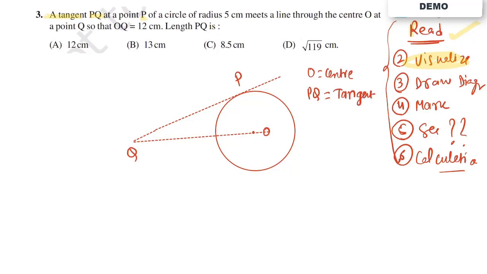So join these 2 points. That would be your radius. That is, let me choose a different color, 5 cm. The distance OQ is given as 12 cm, and it is asking for the length of PQ. So you might have guessed which concept we are going to use. We are going to use your Pythagoras theorem.